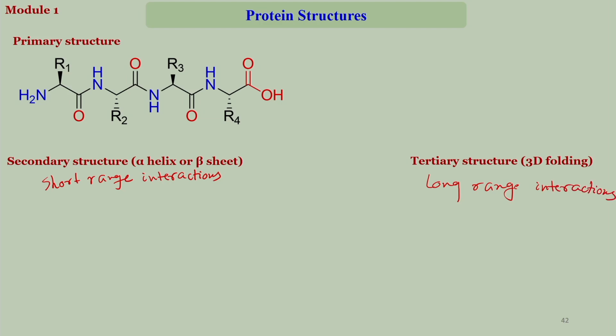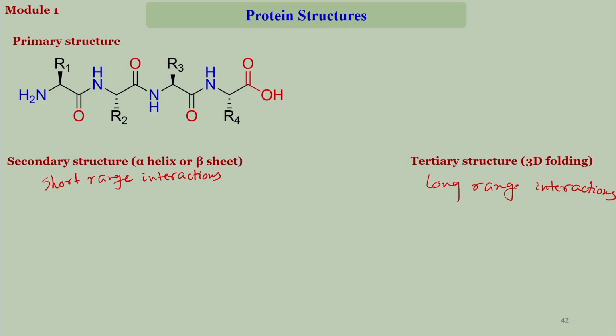After you get the secondary structure, the protein can mold itself again through long range interactions, like disulfide bonds and all. There are other kinds of interactions: hydrophobic interactions and hydrophilic interactions. Hydrophobic interactions repel each other, while hydrophilic interactions bring them closer. That makes the tertiary structure of the protein, or the 3D folding structure of the protein. We will discuss one by one.